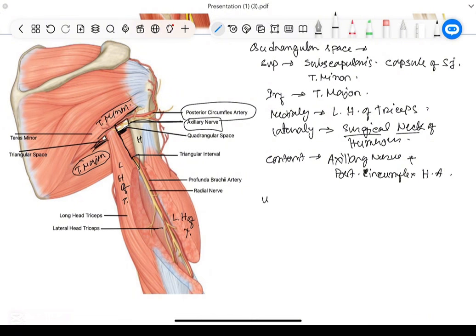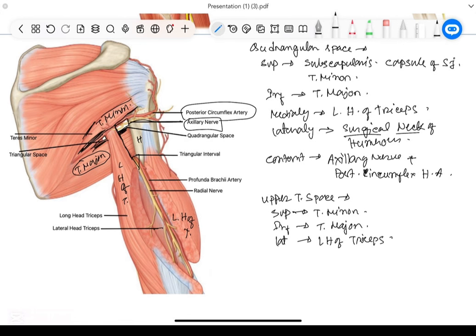Now come to the upper triangular space. What is the boundary of the upper triangular space? We have to remember superiorly, what is the boundary? You just see here, the superior boundary will be the teres minor. So superiorly teres minor. And what is inferiorly? Inferiorly will be the superior border of teres major. So inferiorly teres major. And what is laterally? Laterally will be the long head of triceps. This is the boundary.